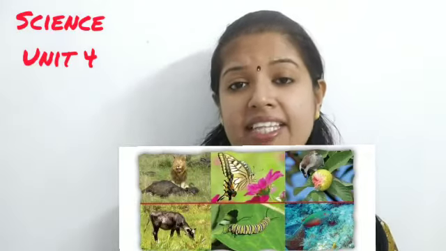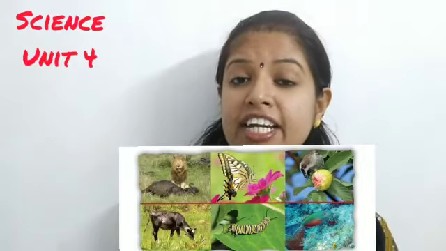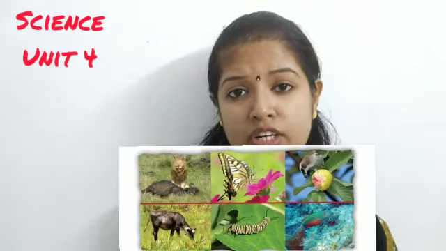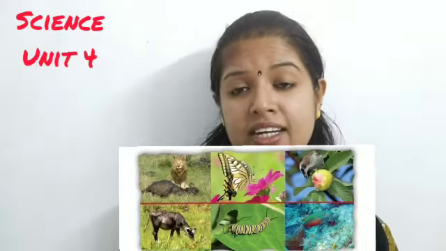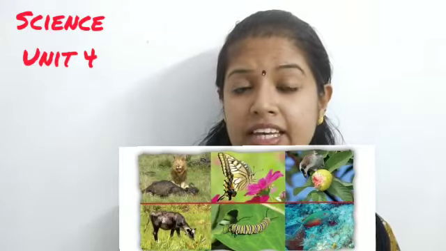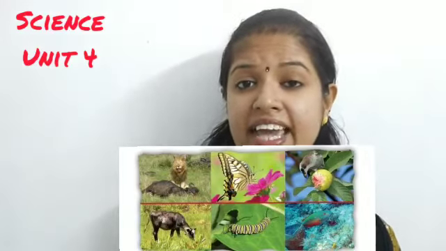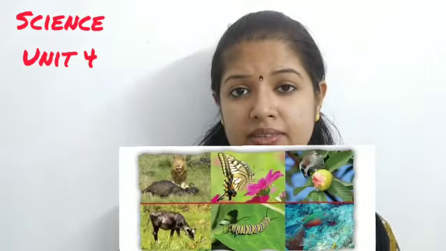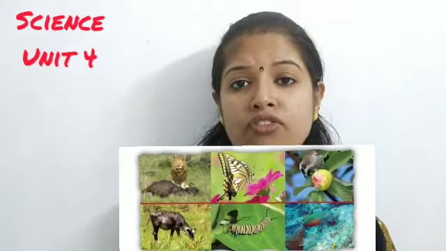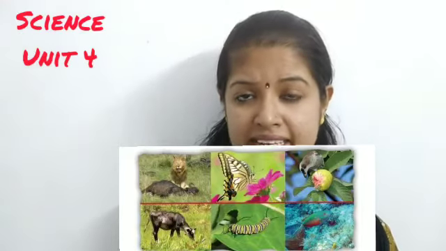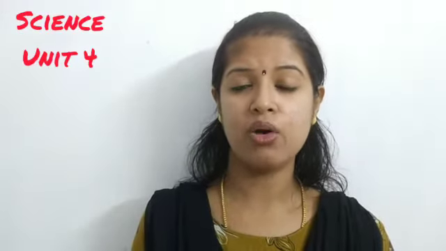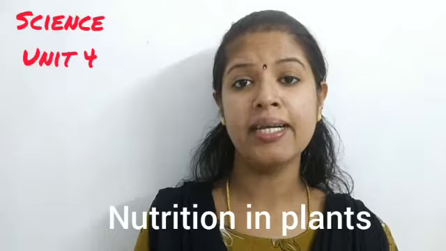So you can see that there are different modes of taking in food. If you take the example of a lizard, do you know how a lizard catches its prey? Yes, it extends its tongue and catches the insect and eats the food. So these are the various modes of eating by the organisms. Next we are going to discuss nutrition in plants.